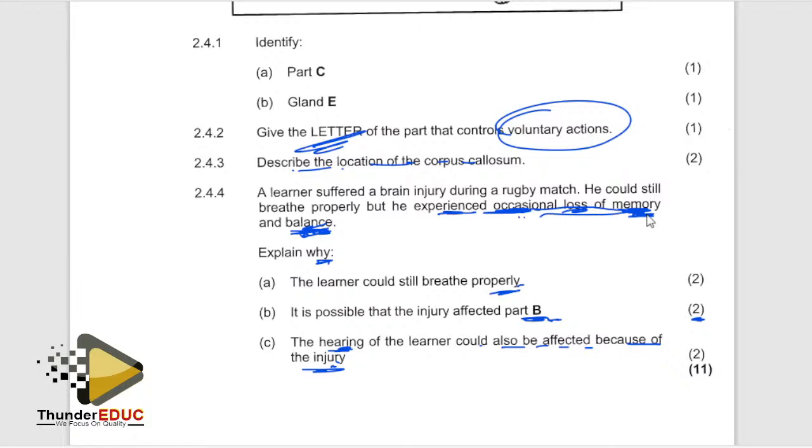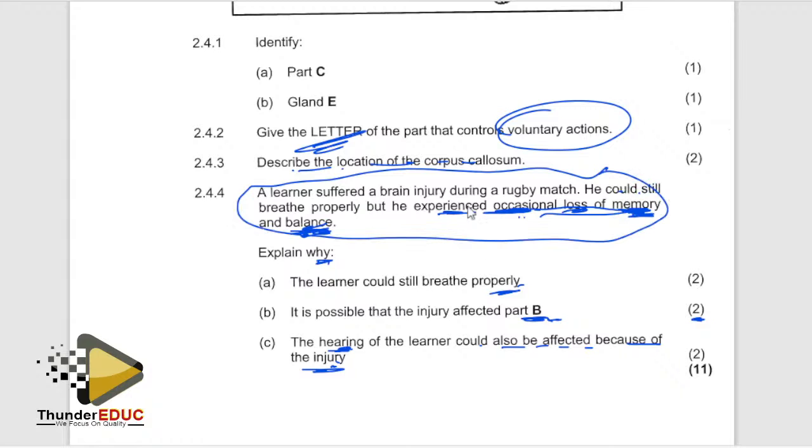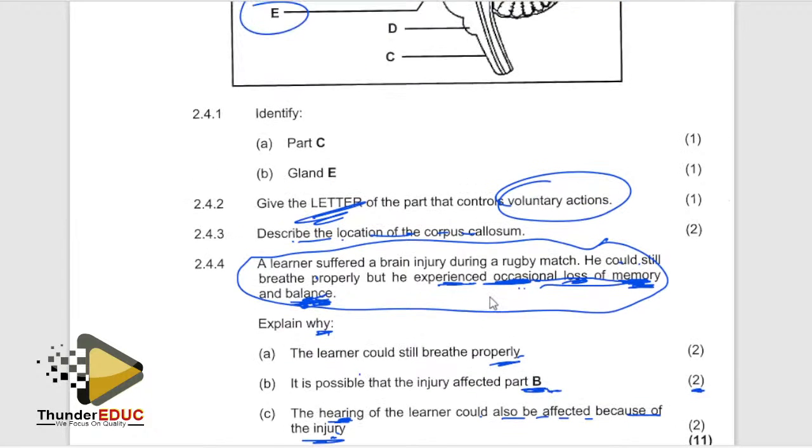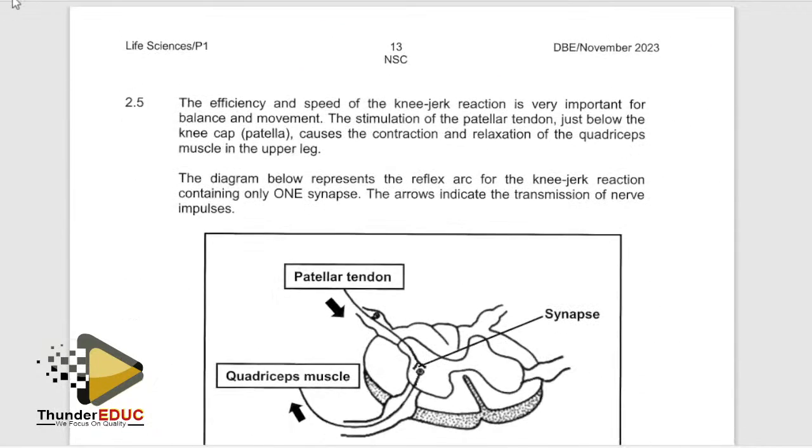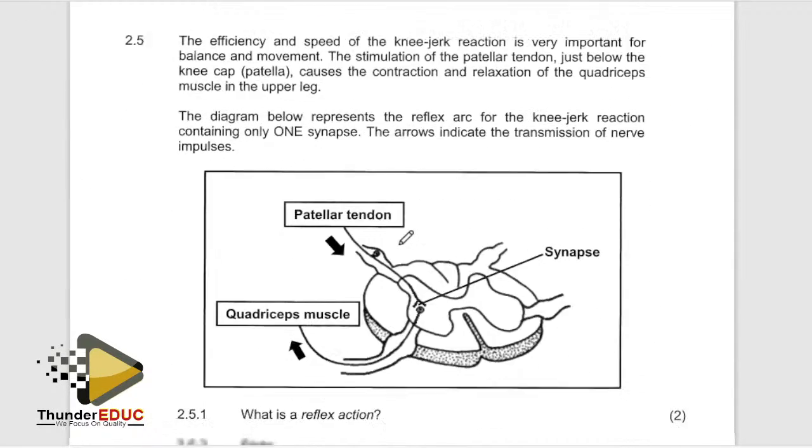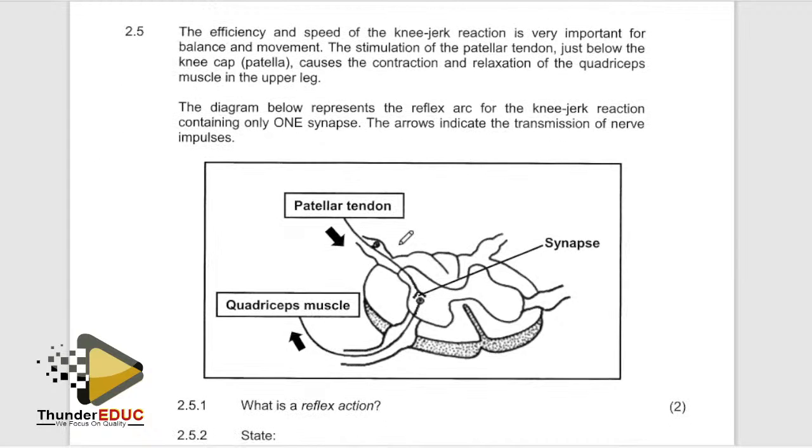See? Yes. Occasional loss of what? Memory. So the answers were here. The first one was talking about breathing, because it's breathing properly. Then the next one was talking about occasional loss of balance, because it is cerebellum. Then occasional loss of memory, which is cerebrum. So basically, they were just trying to see if you know the functions of the brain. Yeah, question 2.5.